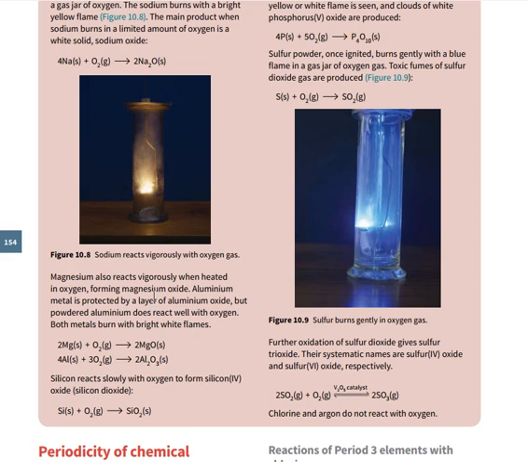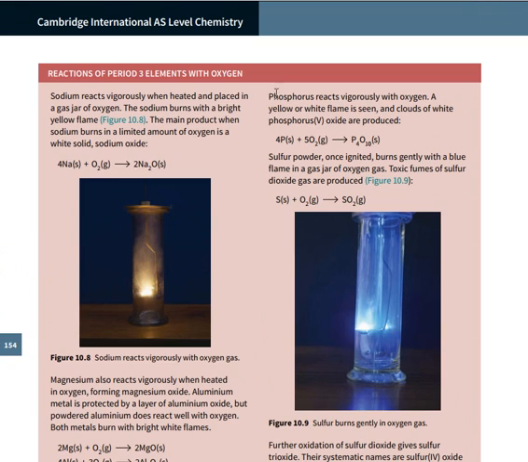Aluminum metal is protected by an aluminum oxide layer. So the first reaction is going to produce an aluminum oxide layer, and that is going to prevent further combustion of aluminum. Silicon reacts slowly with oxygen to form silicon dioxide. It reacts only slowly. Phosphorus reacts vigorously with oxygen.